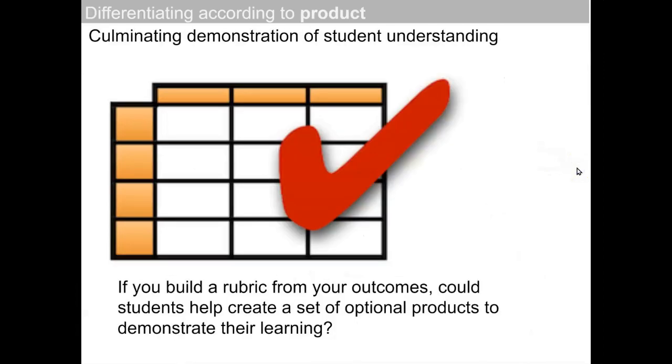Even as teachers, I think we often doubt whether traditional tests are the best possible means of measuring student understanding in different areas of our curriculum. So a backwards way you might consider it is, if you build a rubric from your student learning outcomes, could you present that to students and have them propose a way in which they might create a final product that would demonstrate the skills and understandings that your unit is designed to target?